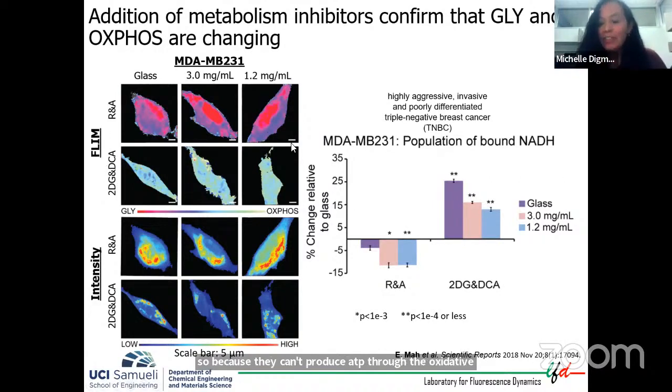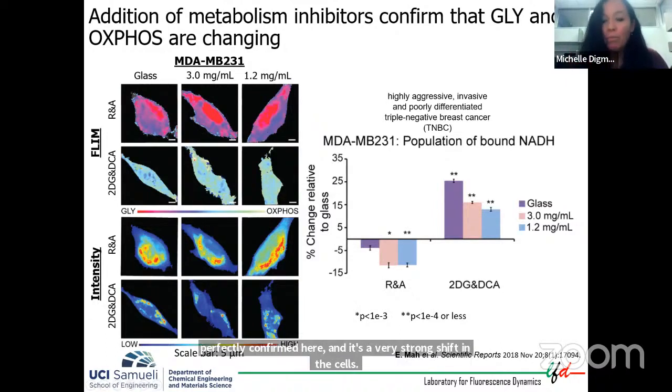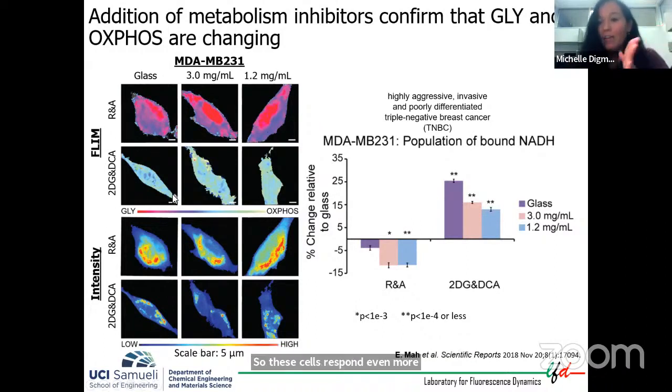And that's perfectly confirmed here. And it's a very strong shift in these cells. So these cells respond even more than the tumor cells that are not as aggressive. And I'm going to show you that in the next slide. And you could see that we can switch them back to more OXPHOS if we use the glycolytic inhibitors.